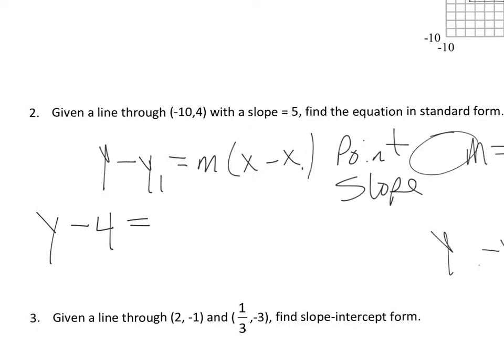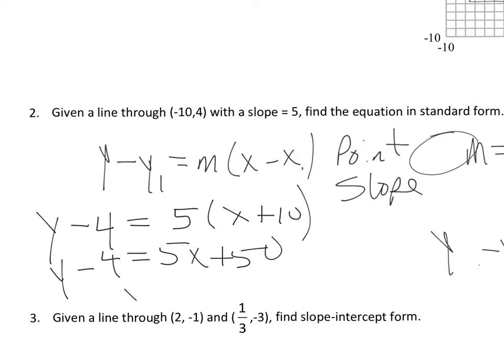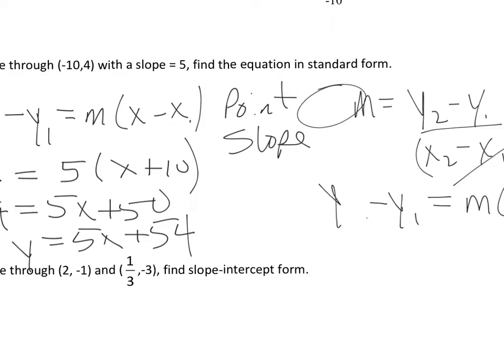So we have y minus 4 equals 5 times (x minus negative 10), so it'd be x plus 10. So I have y minus 4 equals, distributing, 5x plus 50, and then that would give us y equals 5x plus 54. The whole time it says find the equation in standard form. Well, you can't go straight into standard form. First, we get this form, and now we can get to standard form by moving over the x term.